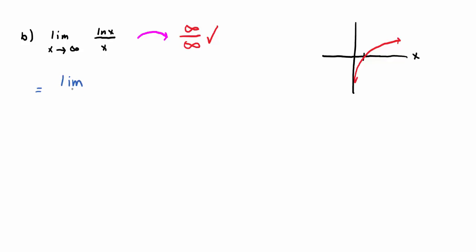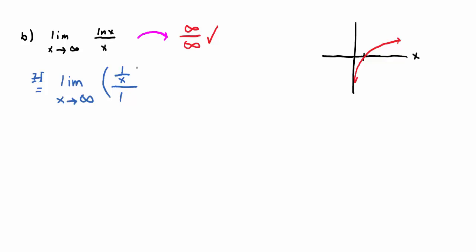This limit equals, it's the same as the limit according to L'Hopital's rule, so we're applying L'Hopital's rule right here. Put a little h above the equal sign. The limit, okay, take the derivative of the numerator, the derivative of the denominator. What do you get? On top you get 1 over x. On bottom you get, what's the derivative of x with respect to x? 1, right?